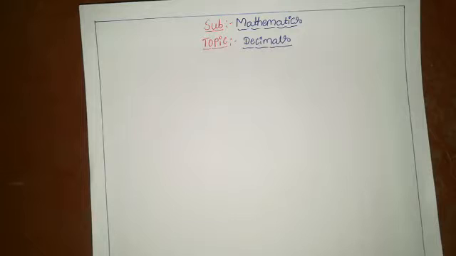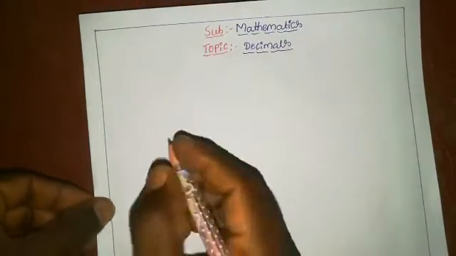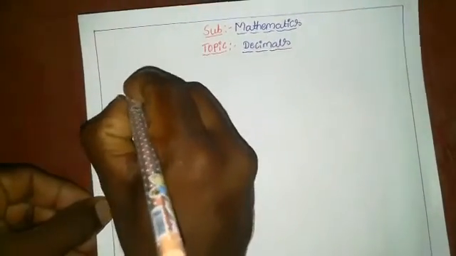In the previous class, we learned about decimals: how to convert numbers into decimals, how to convert paise into rupees and grams into kgs, and addition and subtraction of decimals. In this class, we will learn about multiplication of decimals.